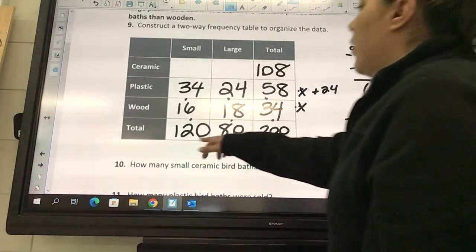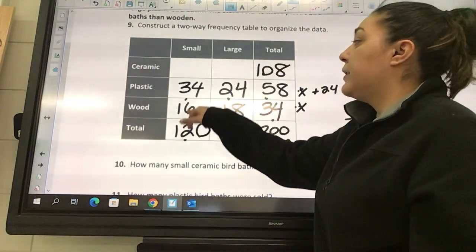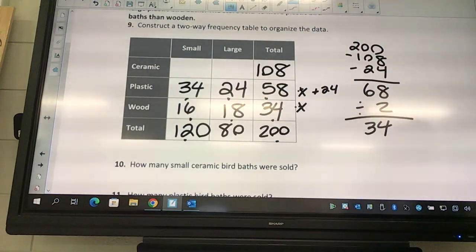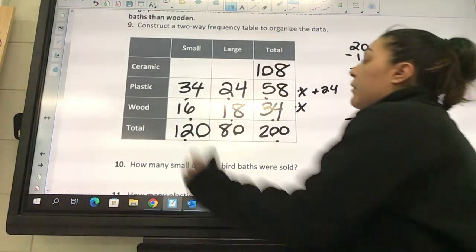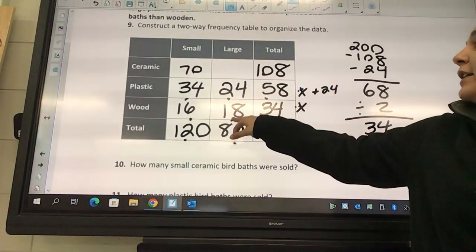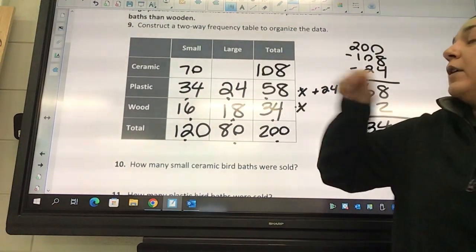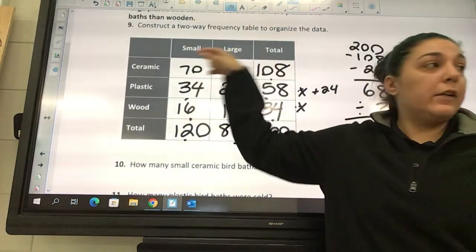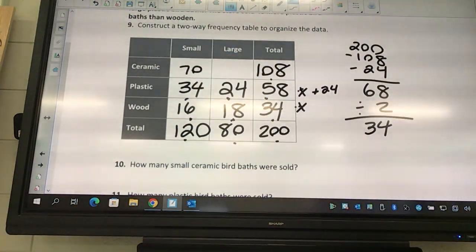We can do the small. 120 minus 16 minus 34. 70? Okay, and then last box, 80 minus 18 minus 24. Or on the flip side of that, you could do 108 minus 70. Okay, either way. 38?